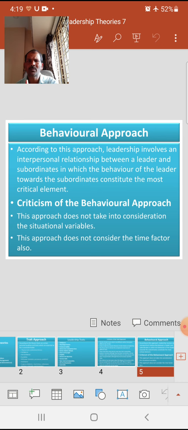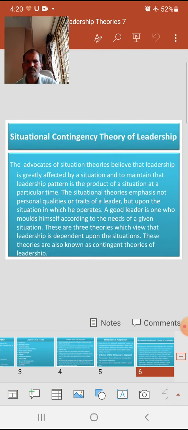Several theories were developed during the 1950s and 60s that approached the leader from the standpoint of actual behavior of leaders. Two important behavioral theories are the Michigan studies and the Ohio State University leadership studies. Situational contingency theory of leadership is another. We'll see the situational contingency theory of leadership now.